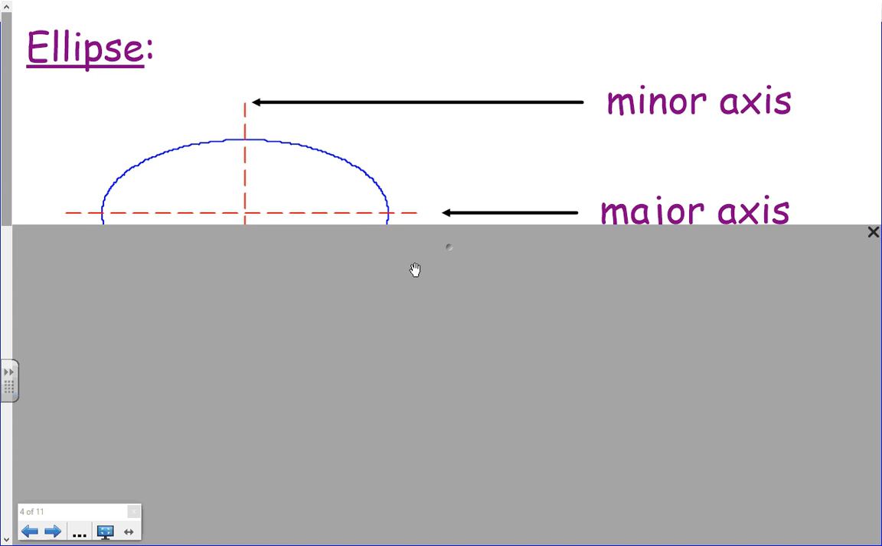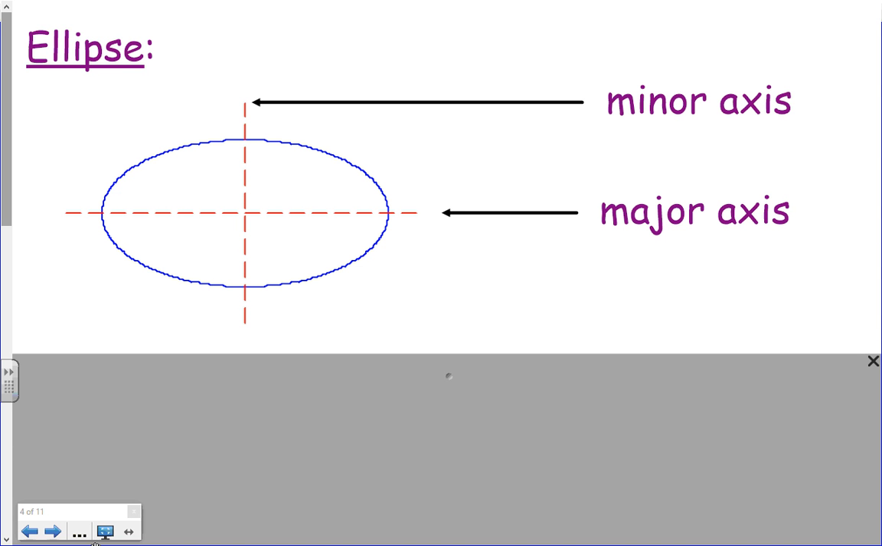All right, let's talk about the ellipse. The ellipse actually has 2 axes of symmetry. One is called the major axis and one is called the minor axis. The major axis is the longer one. The minor axis is the shorter one. So in this case, my major axis is horizontal, but just realize it's not always horizontal. So whichever one is longer. And the minor axis is vertical in this case because of the way I've got my ellipse sketched here. We've got a major axis and a minor axis.